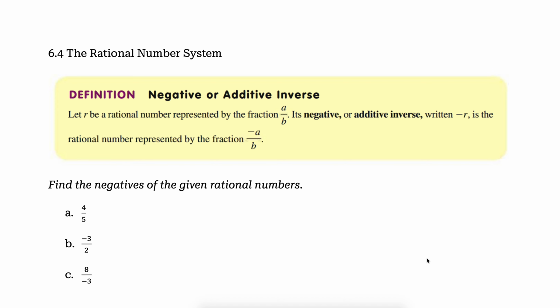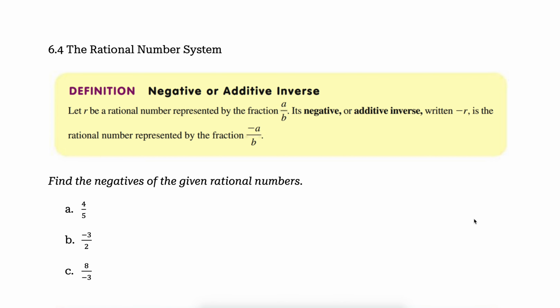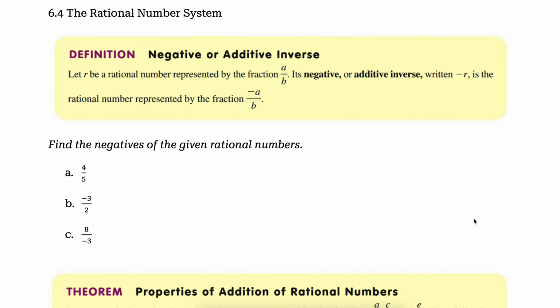We are jumping ahead a few sections. We're going to look at section 6.4, so we're not covering section 6.2 and 6.3 in this class. But we're moving to 6.4. We're going to look at the rational number system. So we're still dealing with fractions. And I'm going to go over a few things here really quickly that should be very much review for you.